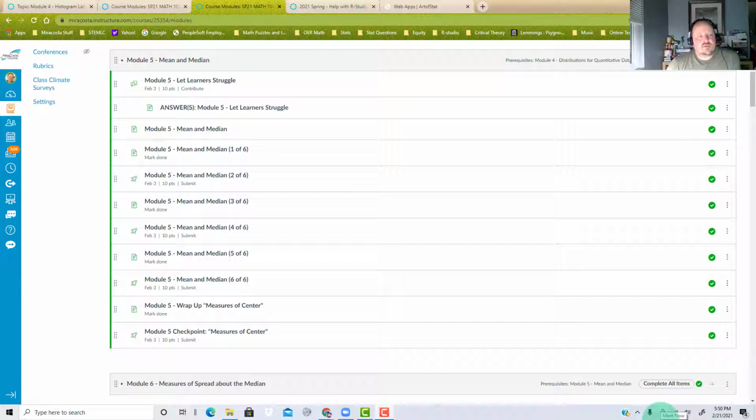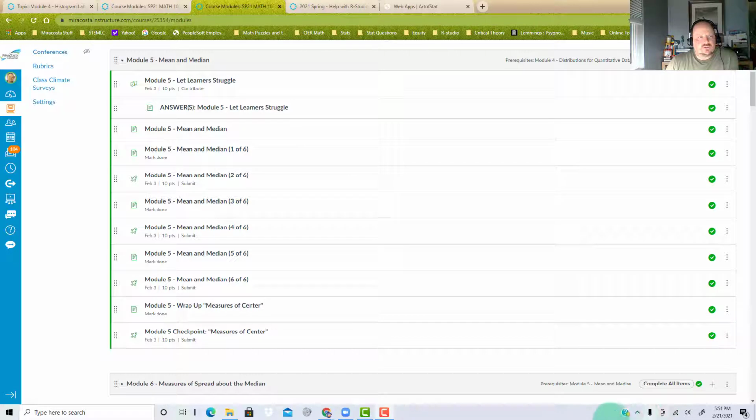Module 5 is describing the overall ideas of finding the center of your data. When you think about your data and all the variability that exists, what we oftentimes want to do is find kind of where's the middle. There are two different tools we use. One is called the mean and one is called the median. Each one of them has a different purpose.